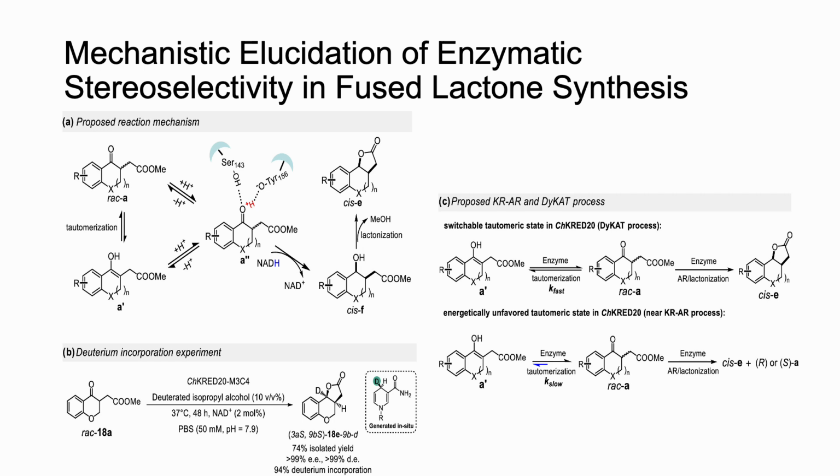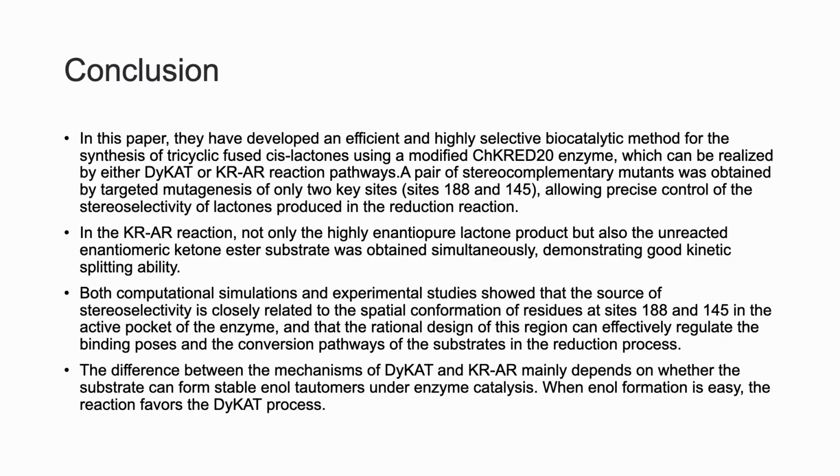So in the last figure, Figure C, it further compares the difference between the KRAR and the DYKT mechanisms. First is the DYKT process, where the enantiomers are able to interconvert rapidly, so both enantiomers are converted to the same product. And the other one is KRAR, where the interconversion is very slow, so that only one enantiomer participates efficiently in the reaction, while the other remains.